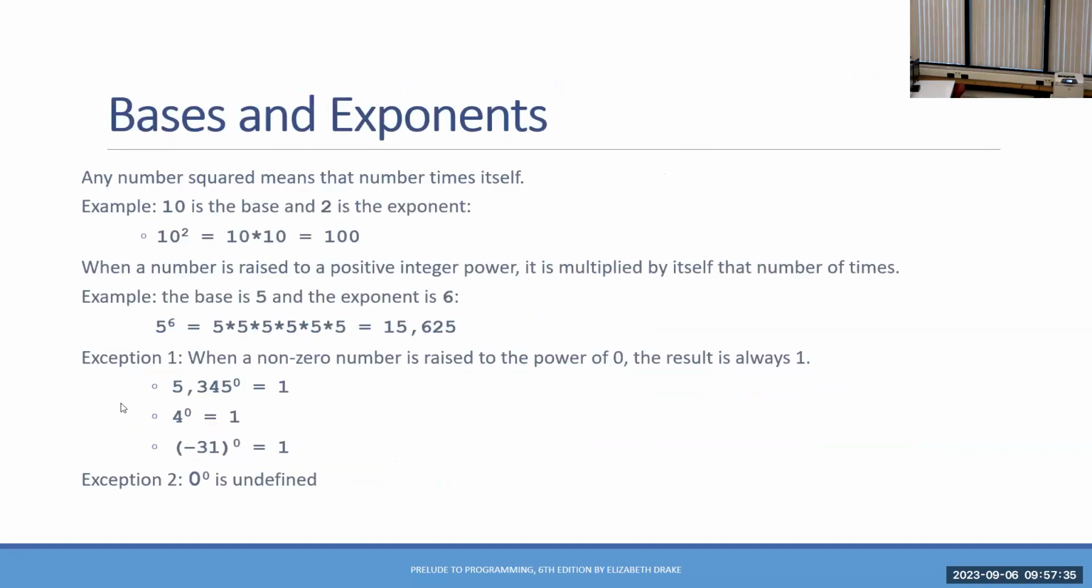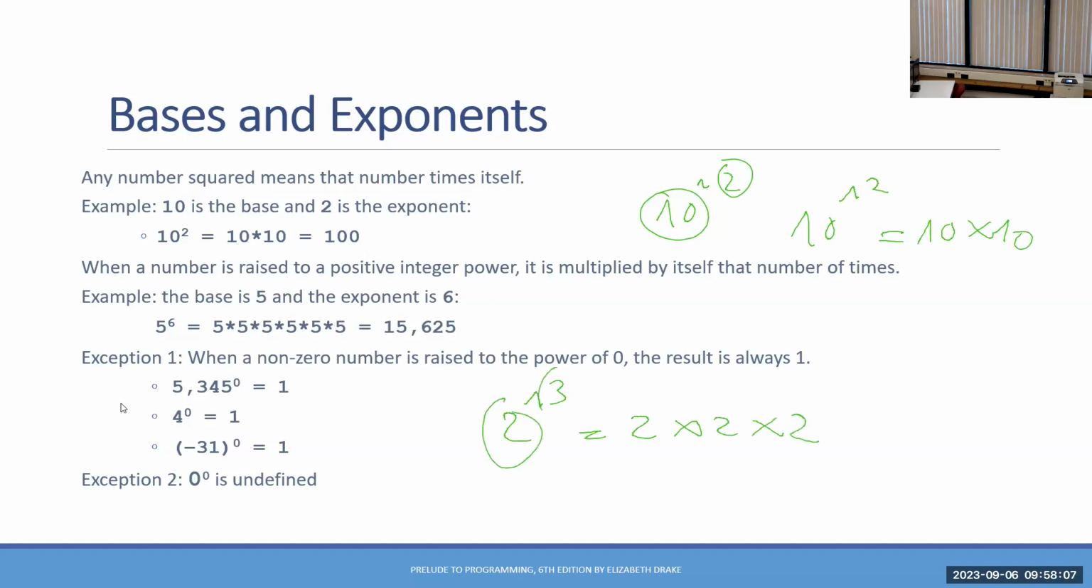Now, you should understand about the base and exponent. When you have 10 raised to the power of 2, 10 here is the base, and the number 2 here is the exponent. So when you have 10 raised to the power of 2, the process is 10 times 10. And if I have 2 raised to the power of 3, that means I have 2 times 2 times 2, 3 times. And 2 here is the base, and this one is the exponent.